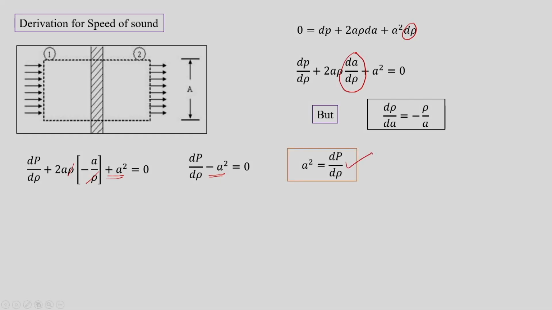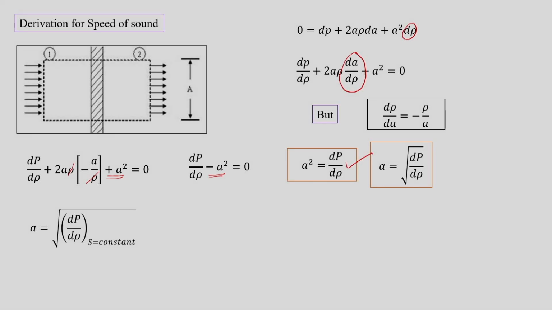So this is the speed of sound expression, which says that a square is equal to dP by d rho. So a is equal to square root of dP by d rho. But here the changes are so small that we can treat this as an isentropic condition, where practically dP by d rho is the variation of pressure with respect to density changes at constant entropy. But we know for the isentropic case we have P upon rho raised to gamma is equal to constant.